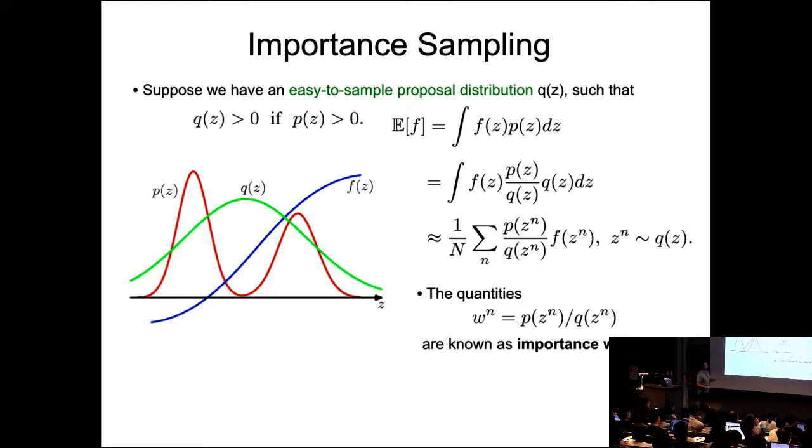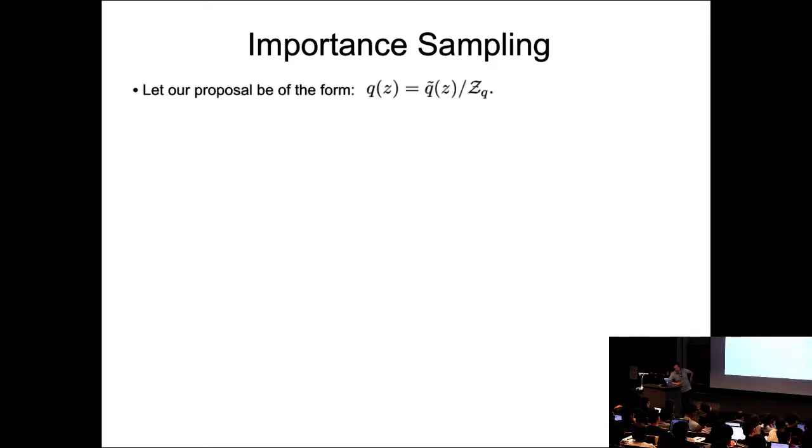So just to illustrate, this is an example of Q. Maybe it's a Gaussian. We can sample from the Gaussian. And you have some P, which is a complicated distribution you can't sample from, but you can still evaluate expectations.